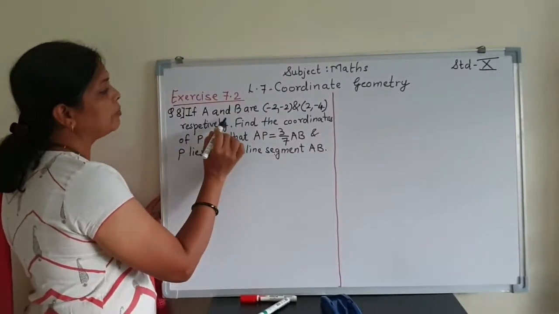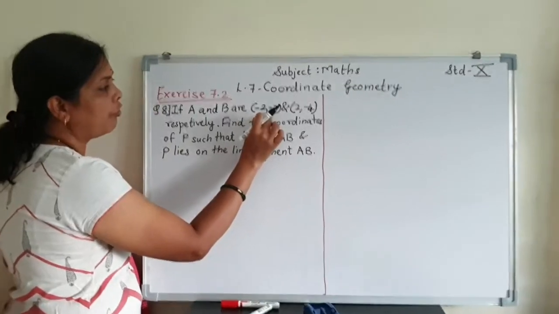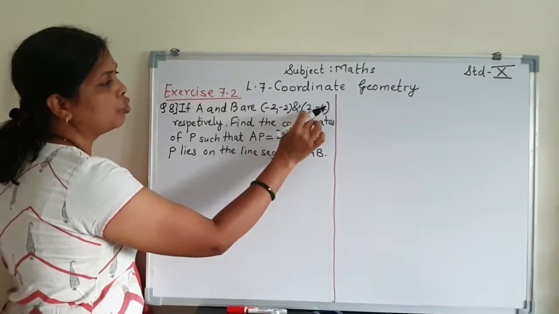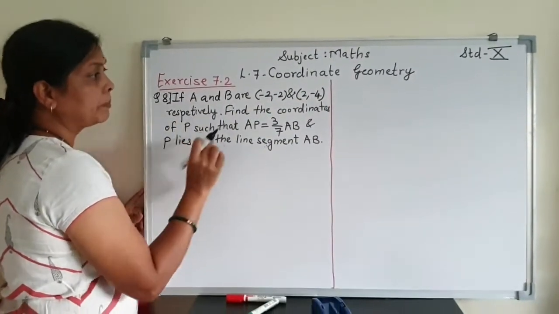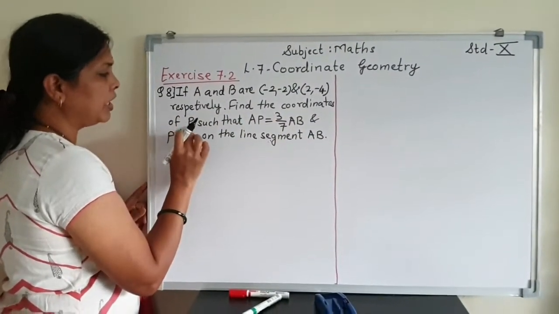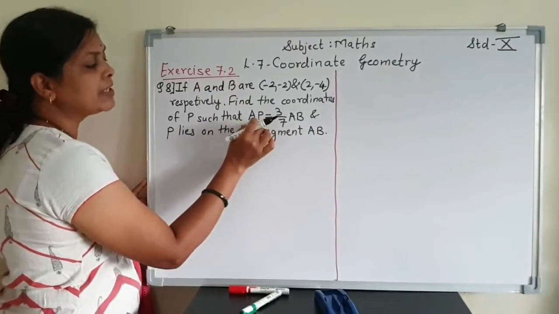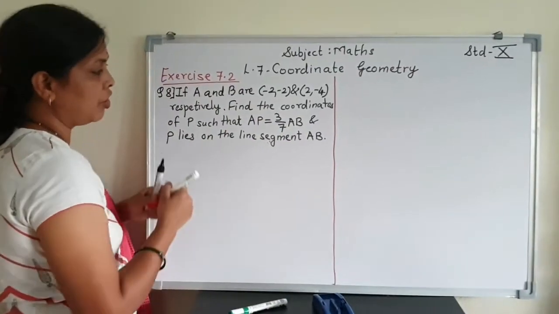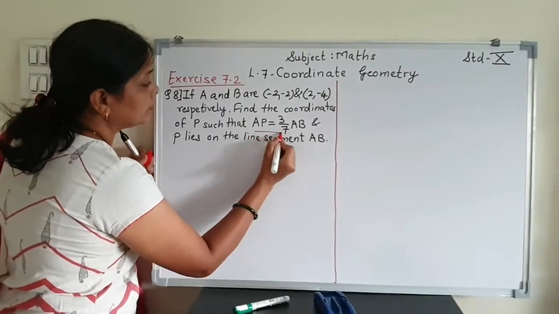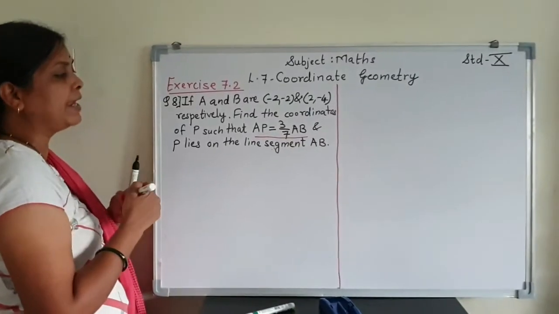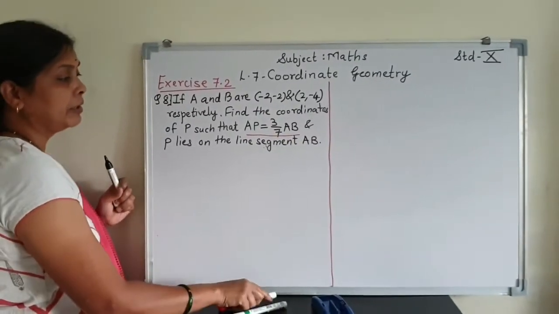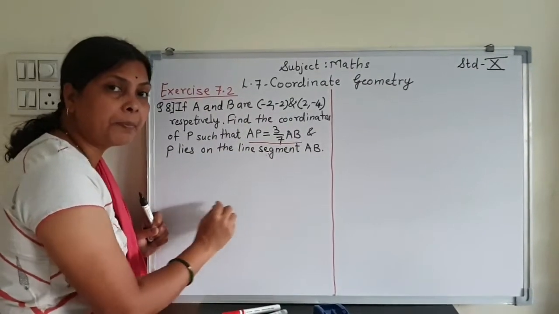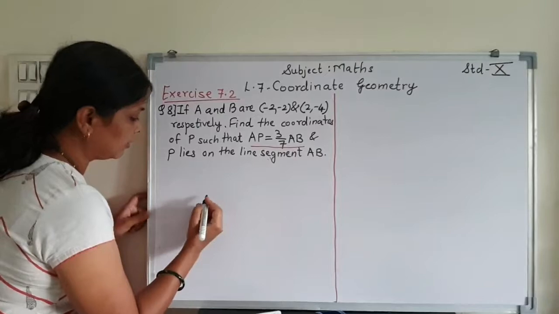If the coordinates of A are (-2, 2) and B are (2, -4) respectively, find the coordinates of P such that AP is equal to 3/7 AB. See, it's the relation of AP and AB that is given, and P lies on the line segment AB. Now, first of all, with the given information, we will represent what the things are.